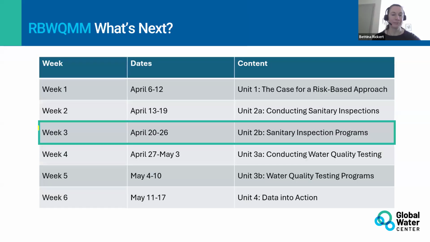The next session. So now we are still in week 2. If you're already working through the self-study, do try and complete Unit 2A this week and then move on to Unit 2B, where we'll be looking at sanitary inspection programs, so the kind of wider issues of how we organize and manage using sanitary inspections.